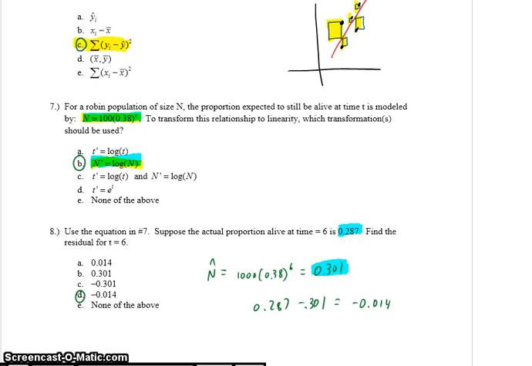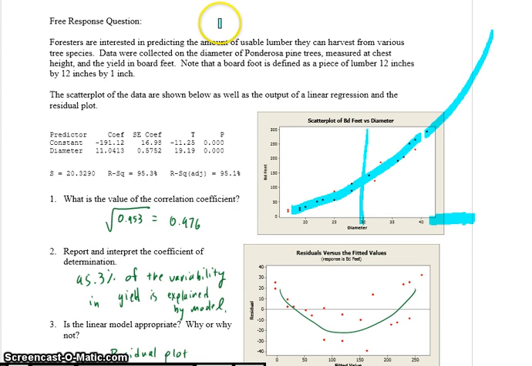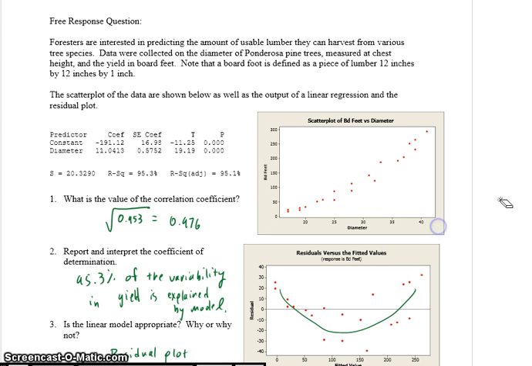For number 8, using that equation, we have to find the residual for t equals 6. So we're going to plug in 6 into this equation up here, get our predicted value and subtract that from the actual, and so we get negative 0.014. That's D. All right, moving on to the free response. We're talking about predicting the yield of the lumber that comes out of a tree, and we measure that in board feet. And so you should be able to interpret Minitab output.